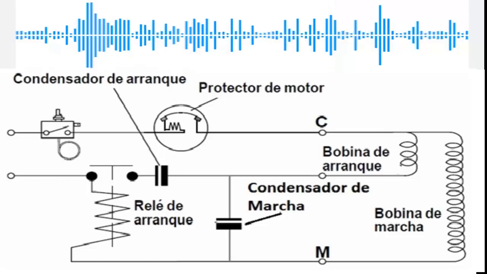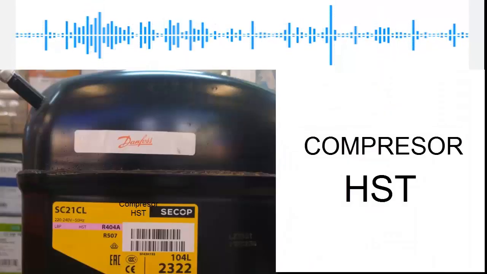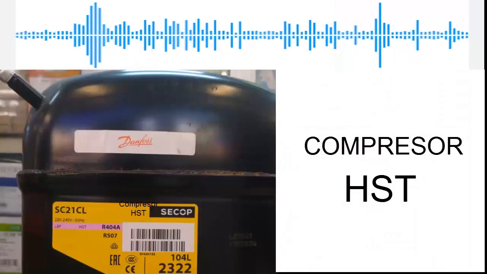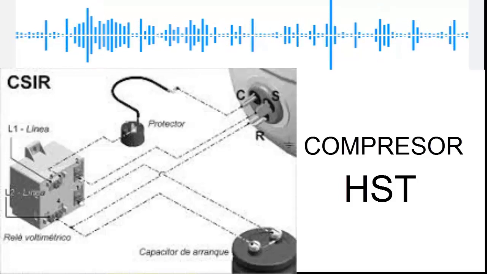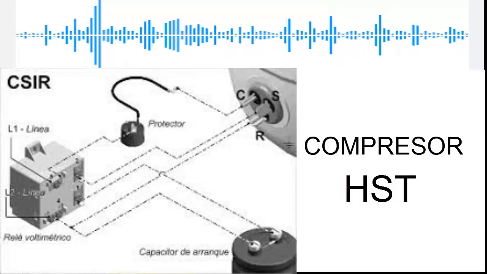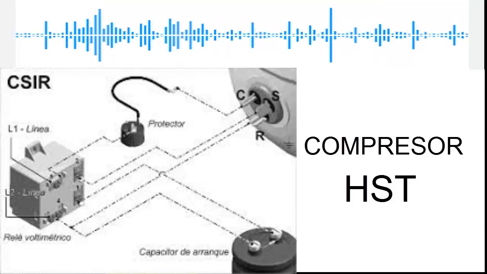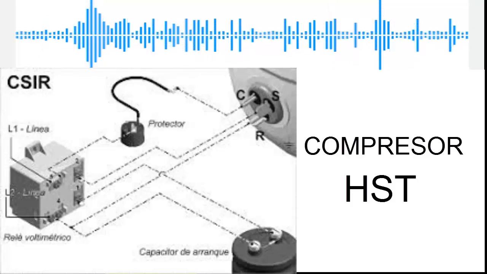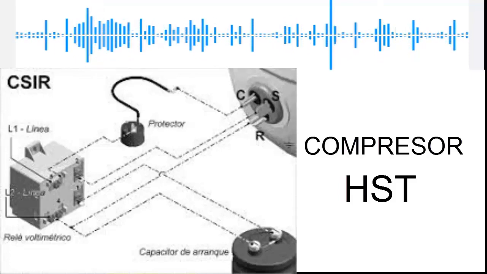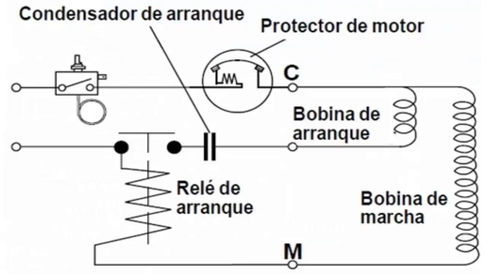The HST compressor, as mentioned a few moments ago, can also have a CSIR type motor. The CSIR motor is an induction motor with a start capacitor but does not have a run capacitor. In the diagram, we can see the connections for this type of compressor.